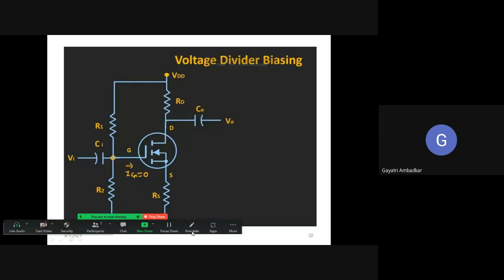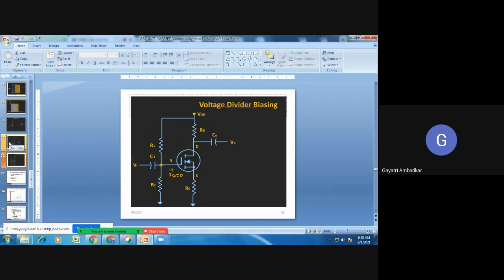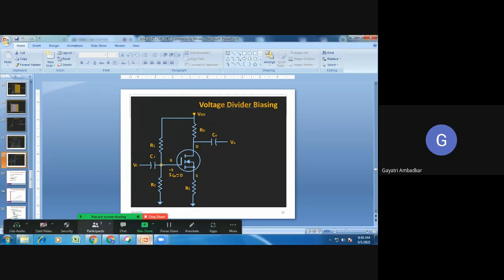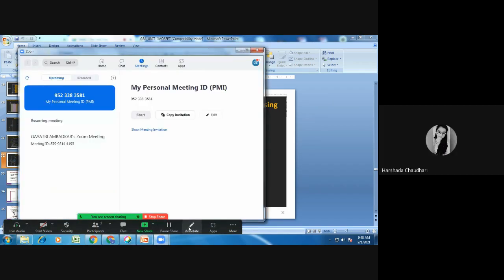Let me try. The moment I clicked off annotation, the problem was gone. Okay, no issue. We have done it. You understood how I solved the problem? Yes, ma'am.